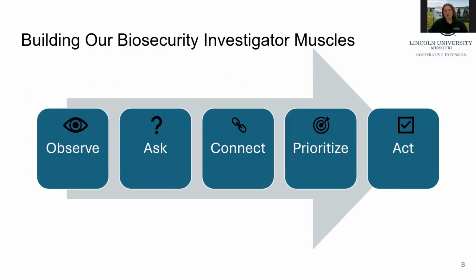So how are we going to approach these objectives? I want to start with an idea that will shape how we think about biosecurity today. When we hear biosecurity, it's easy to think about a list of practices. Clean this, separate that, don't share equipment. Those practices matter, but for those of us who are supporting producers, an even more useful skill is being able to figure out what matters in a particular situation. That's where our biosecurity investigator muscles come in. Observe, ask, connect, prioritize, act. We'll use these five habits throughout today's discussion as we work through situations that may look pretty familiar.